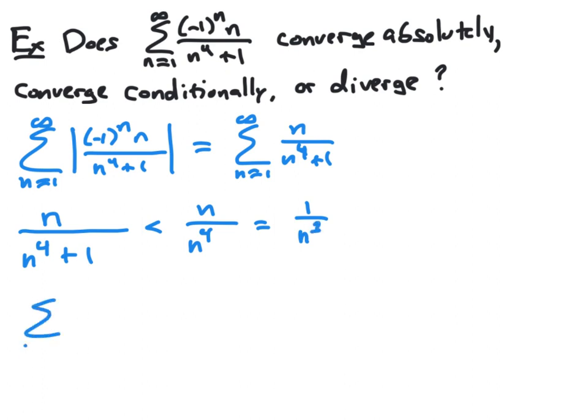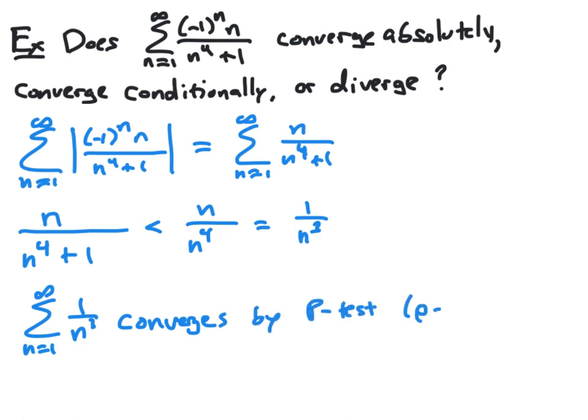And we know that this series, n equal 1 to infinity of 1 over n cubed, is a convergent series. This is a convergent p-series. So this converges by the p-test. And here we know that since p is equal to 3, and that is greater than 1, this series will converge. And therefore, our series of absolute values is going to converge, again, by the comparison test here.